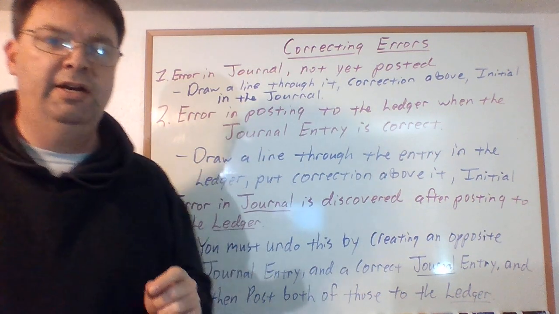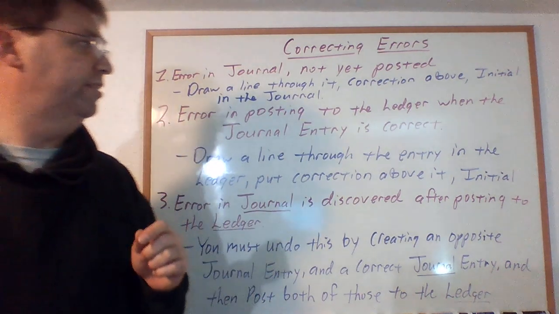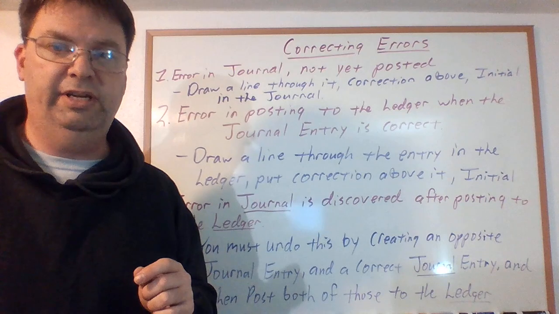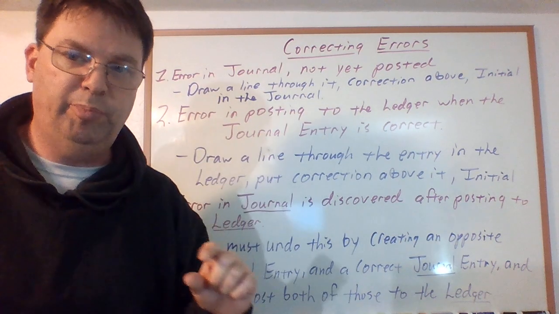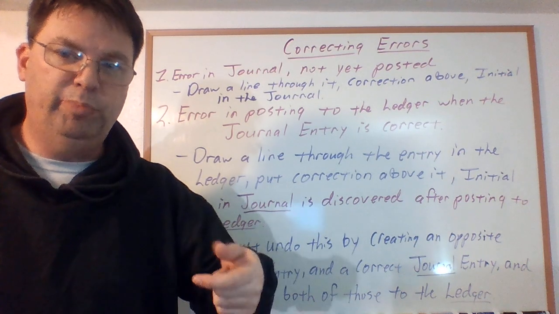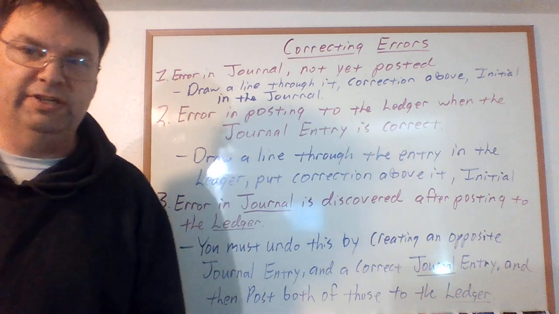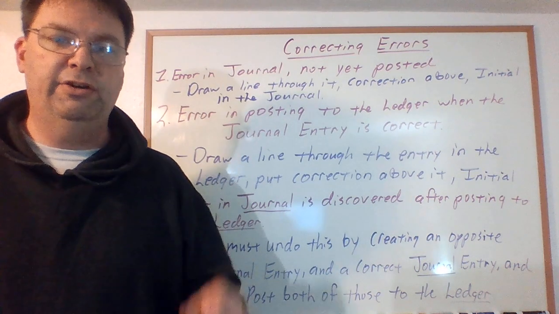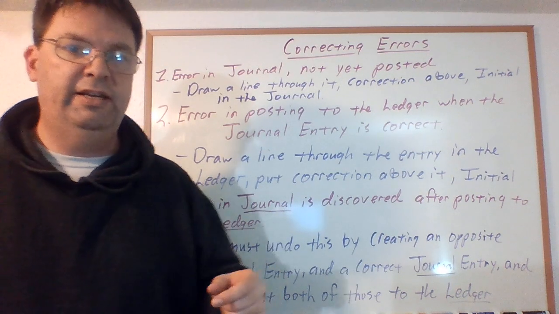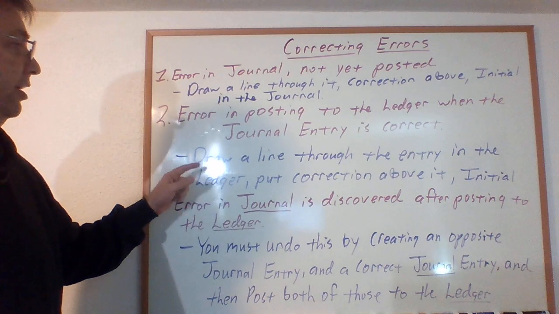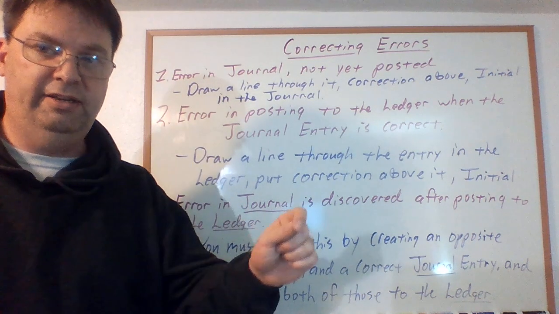All right. Our next error here, an error in posting to the ledger when the journal entry is correct. So you've made the correct journal entry, and now you're going to post it to the ledger, but when you put it in the ledger, you did the wrong number, or the wrong line, or the wrong entry, something like that. Okay? So the journal entry is correct, but the ledger entry is off. Now this one's very similar here. You simply draw a line through the entry in the ledger and initial it.